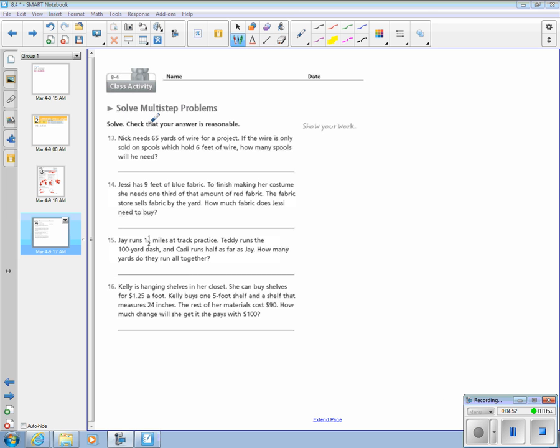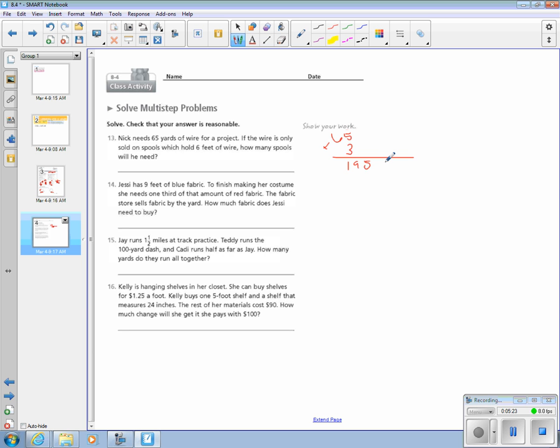So for number 13, Nick needs 65 yards of wire for a project. If the wire is only sold on spools which hold 6 feet of wire, how many spools will he need? So what we need to do is convert first. So we're converting yards to feet. There's 3 feet in 1 yard. We are going to take 65 and multiply it by 3. And we will get 195.